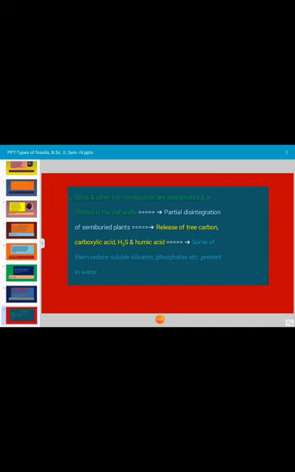Silica and other iron compounds are precipitated and infiltrated in the cell wall, and later on partial disintegration of semi-buried plants takes place, and then release of carboxylic acid, that is H2S, and humic acid takes place, and some of them are reduced later on. Some of them are reduced to silicates, phosphates, etc. present in water. In this way, such fossils are formed. These are the different 5 types of fossils.